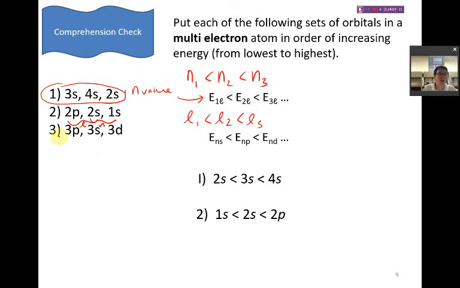And then within the third set, these all have the same n, different L values. And so in this case, all we're doing is looking at the change in the L values. And so that puts the 3s lower than the 3p and then lower than the 3d.